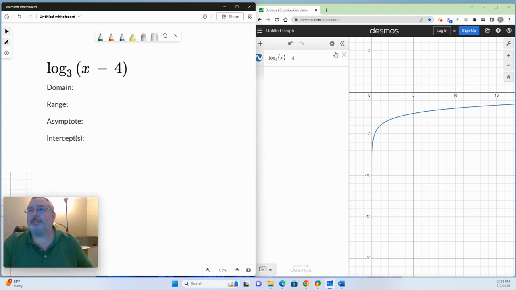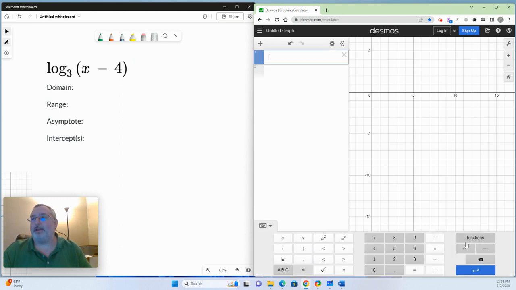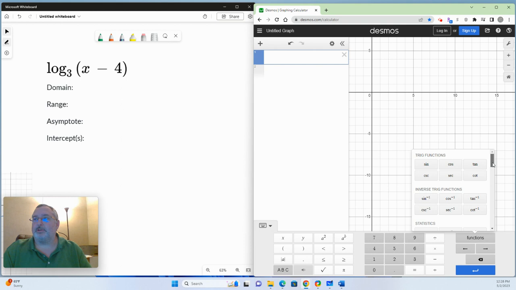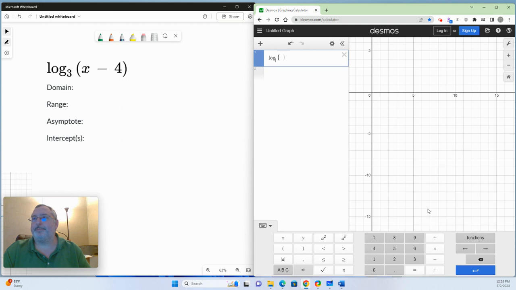So we're going to clear this out and pretend like I can't just fix that. So again, log base 3. This time the x minus 4 is in parentheses. For this one, same thing. I had to find my log function with a base. So I'm going to go to the functions. I'm going to scroll down till I find logs, which is right there. This will be log base 3 again. And then in parentheses is x minus 4. So there is the graph. Close that parenthesis. Now let's look at what we got here.